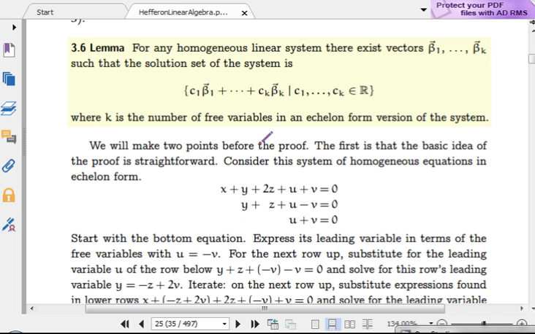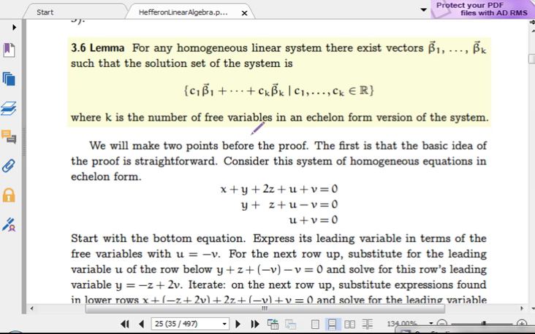Right, so let's go back over the statement of this lemma. For any homogeneous linear system, there exist vectors b1 through bk, these are column vectors, such that the solution set of the system is a linear combination of these column vectors, where the constants are arbitrary real numbers. Here k is the number of free variables in an echelon form version of the system. So the number of vectors that occur in the expression of the solution of the homogeneous equation is equal to the number of free variables.